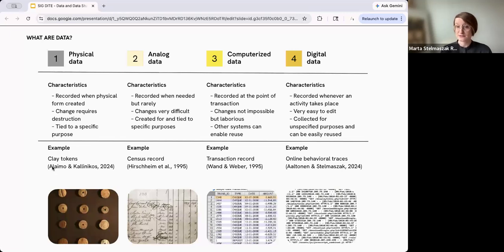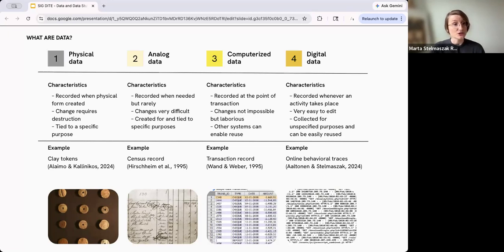They are recorded when the physical form is created. When you take a clay tablet and you make an incision or an inscription on it, that's when you record something as data. So the physicality and the data content are one in this sense, right? And if you want to change that kind of data, you need to destroy your clay token, right? There is no other way because it has dried. So you have to destroy it or you have to remold it into a different piece of data.